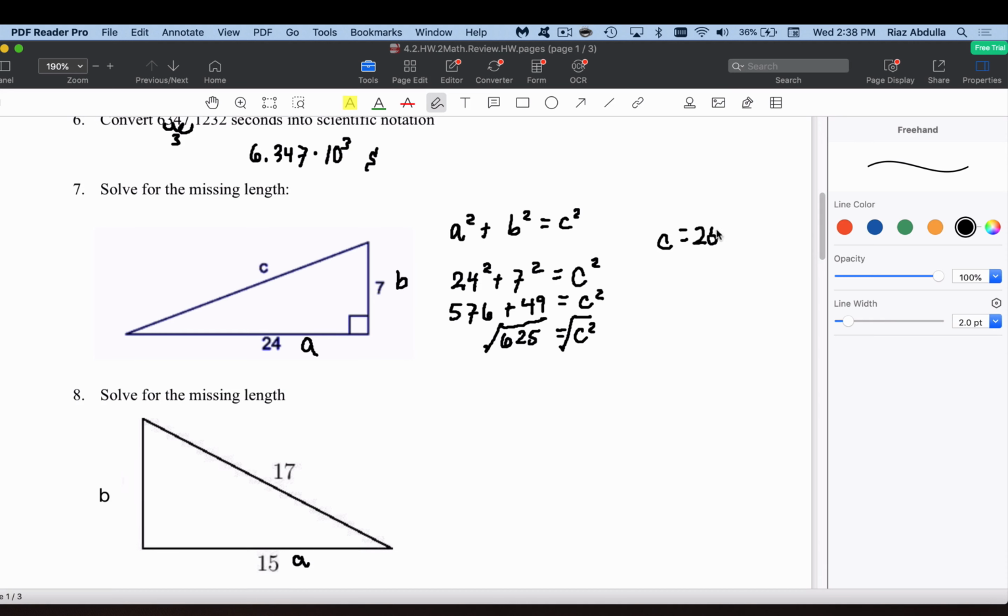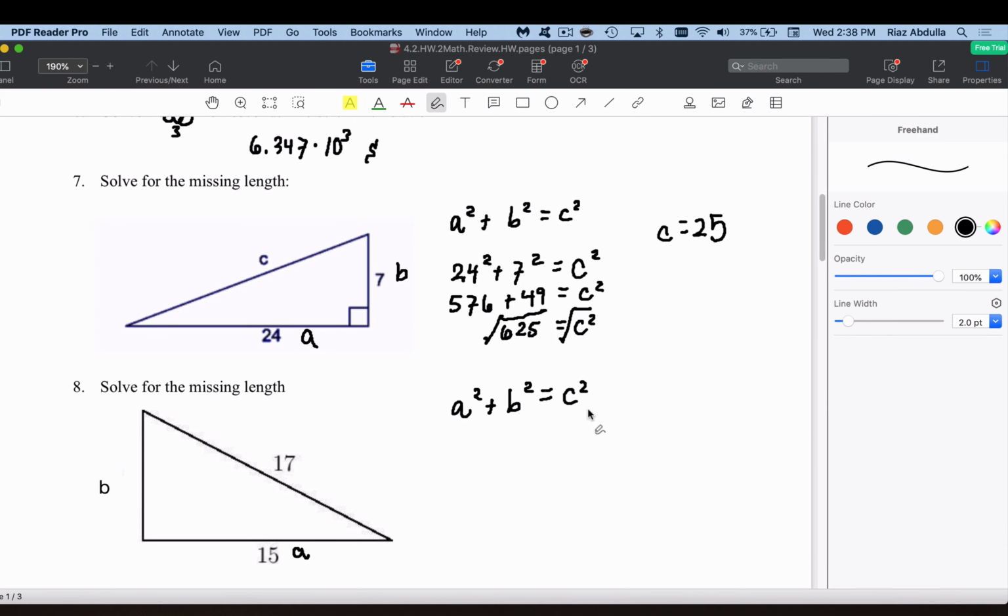Next. You know what? I don't like the way I wrote that. There. Now for this one, we're going to solve for the missing length. Again, we have a squared plus b squared equals c squared. Notice I don't do anything fancy. I take what's written down and I plug in the numbers. So here, I'm going to say 15 squared plus b squared equals 17 squared.